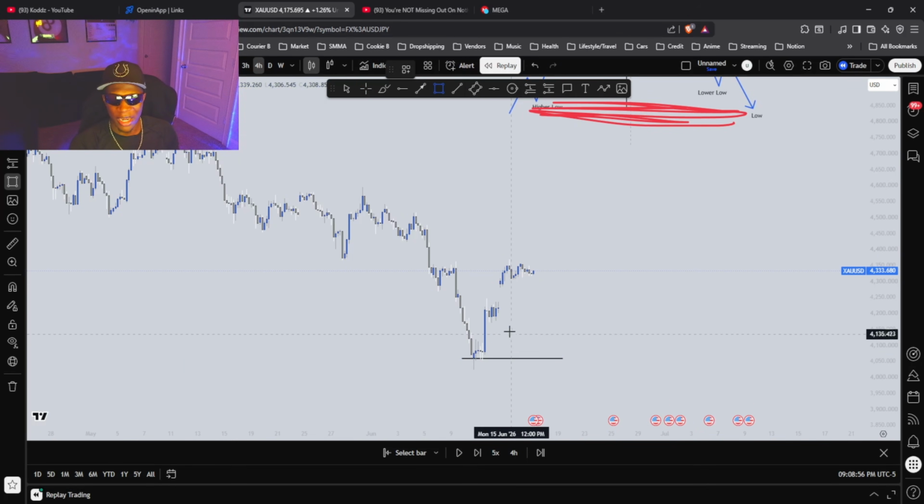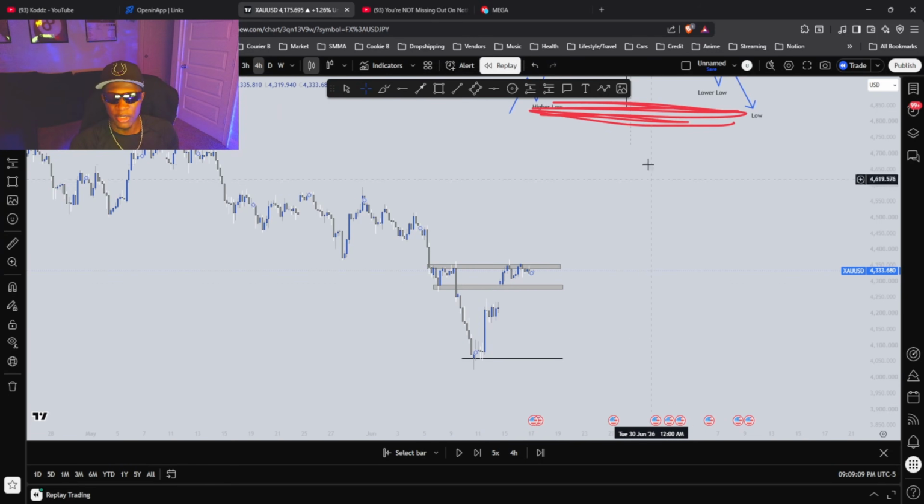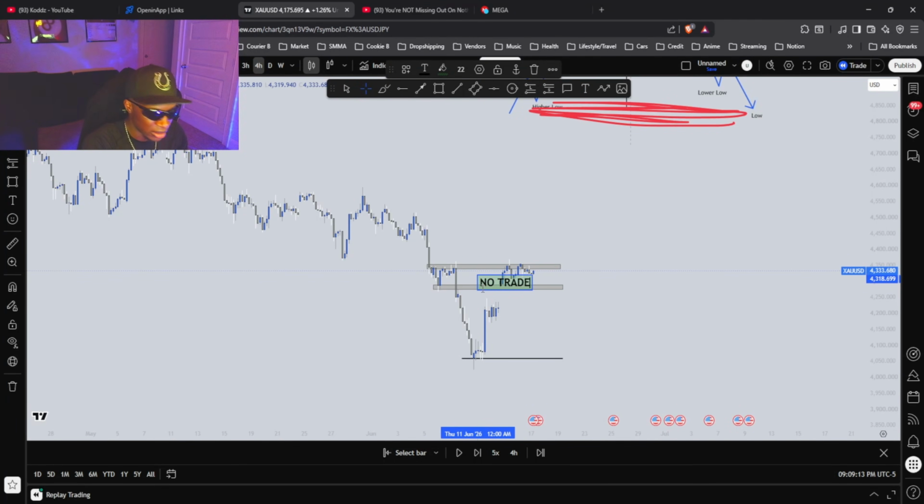Then I marked the area of some type of resistance that I saw up here. And also, it was like right here. This was a nice level as well that I saw. And anything in between, I literally did this real time. My students will vouch. I always do this for most of my charts.